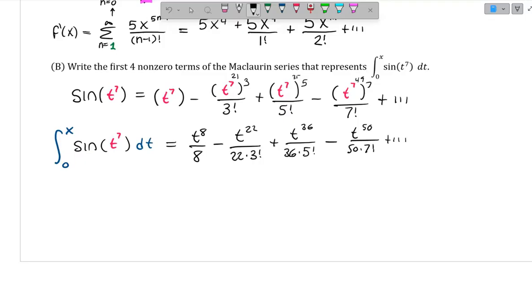But we're not done yet because we still have to technically do the fundamental theorem of calculus, which tells me now that I found the antiderivative, we have to evaluate it at the upper limit x, the lower limit of 0. Now here's the good news. The lower limit of 0, notice that these all are going to be 0 over something, so we don't even have to worry about that. And then the upper limit is just x, so we would quite literally just write this as x to the 8th over 8 minus x to the 22nd over 22 times 3 factorial, and then we would just simply finish writing all of these out. So there we are.